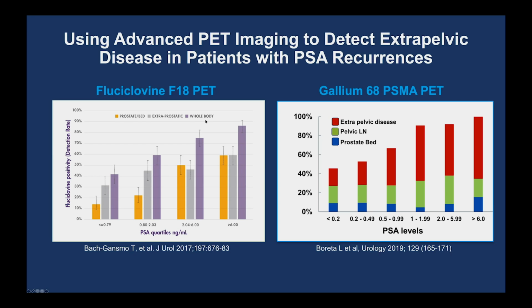Here's data from these two different PET imaging approaches, Axumin PET on the left and PSMA PET on the right. I think the point is twofold. Number one, as the burden of prostate cancer increases, meaning increasing PSA levels, certainly you can detect more disease. But even at very low PSA levels, we can now see prostate cancer in 40% of patients with a PSA of 0.2 or less. In the past, that chance would have been about 5%. I want to point out the study on the right is led by our course moderator, Dr. Lauren Beretta.